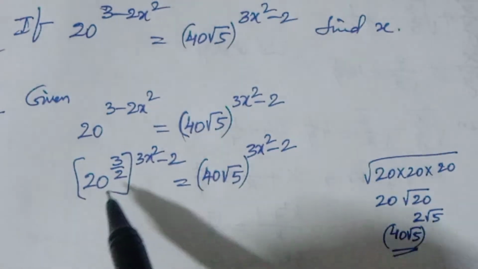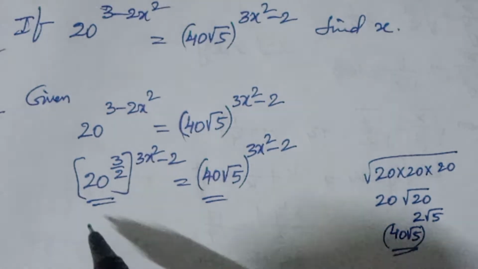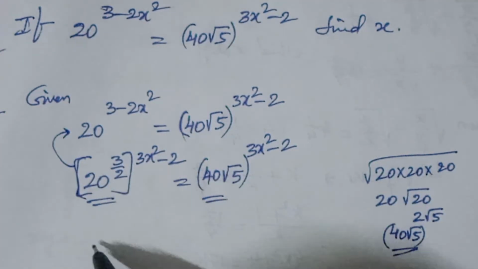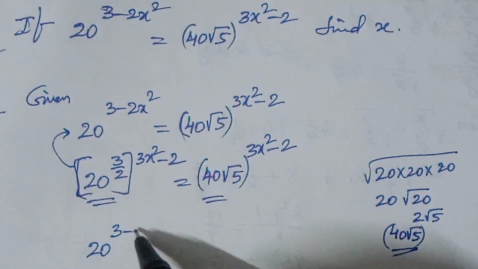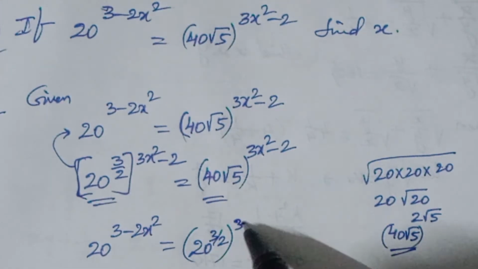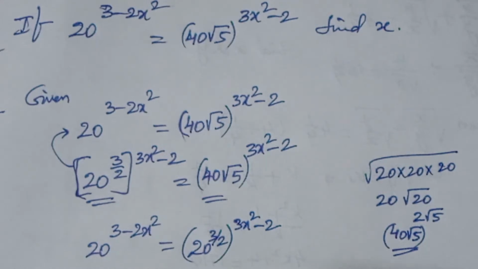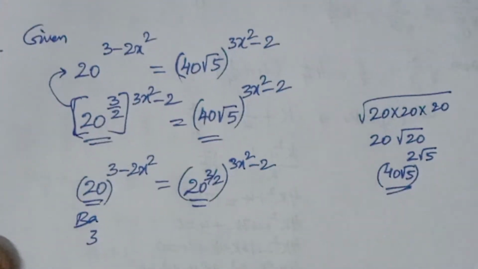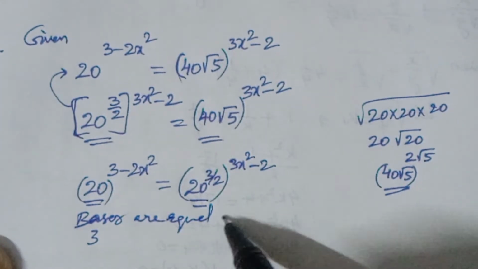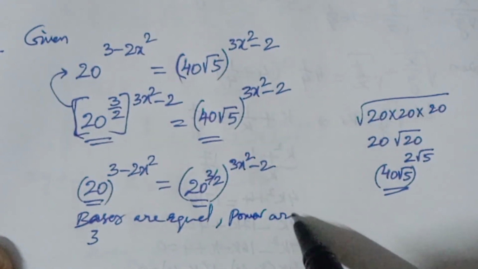So here both are equal. This one and this one is equal. So this value will equal to this value. So 20 to the power of (3 minus 2x square) is equal to 20 to the power of 3 by 2, whole to the power of (3x square minus 2). Now here the bases are equal. Powers must be equal. So the bases are equal, so powers are equal.